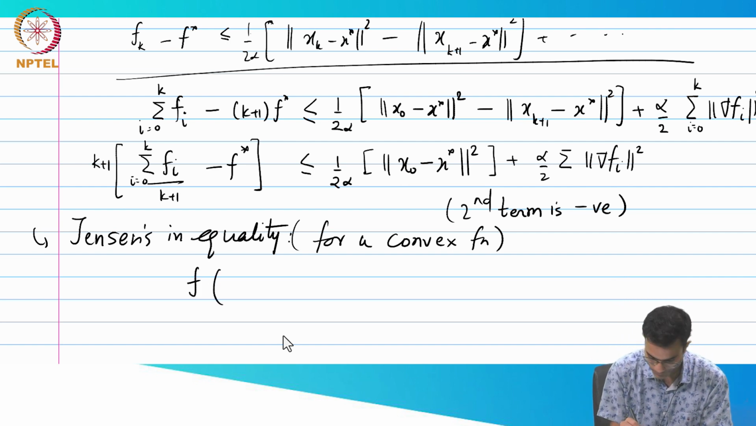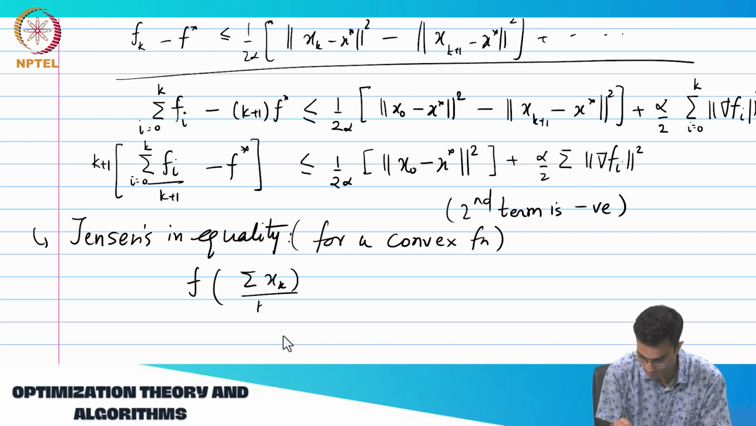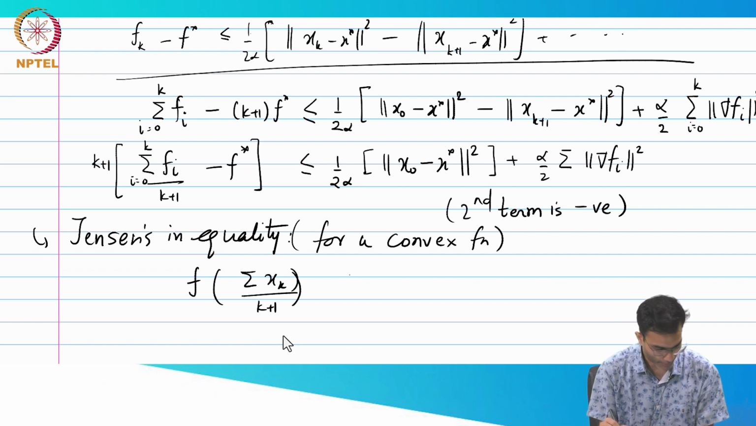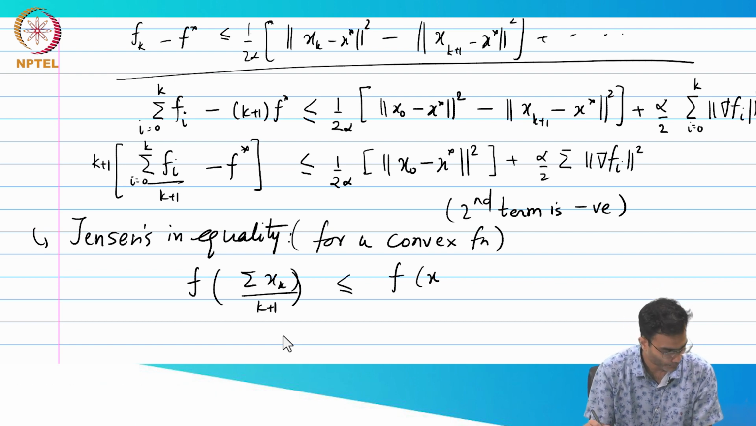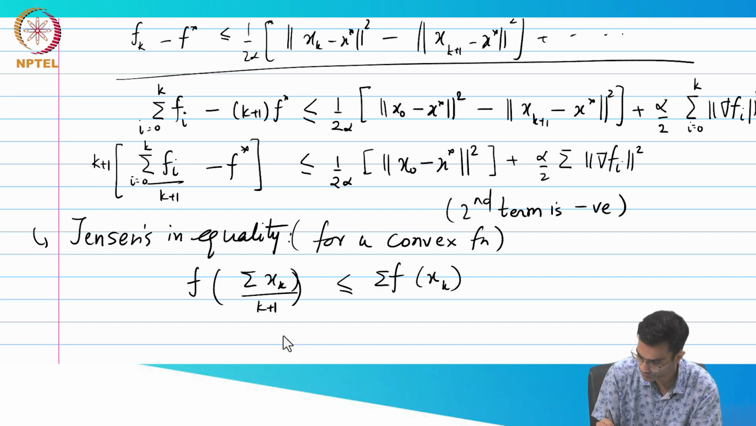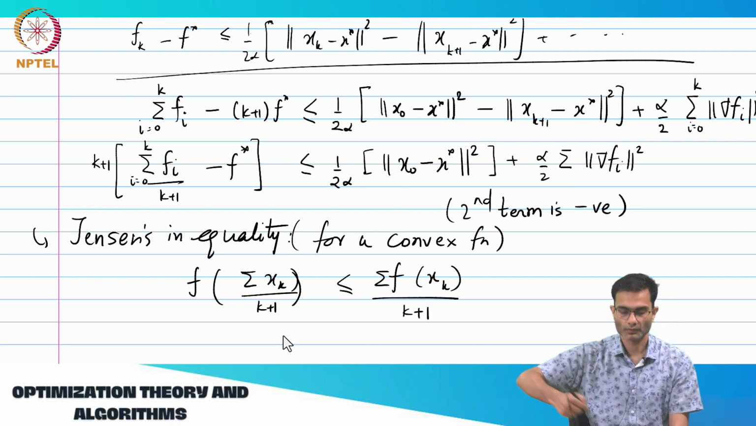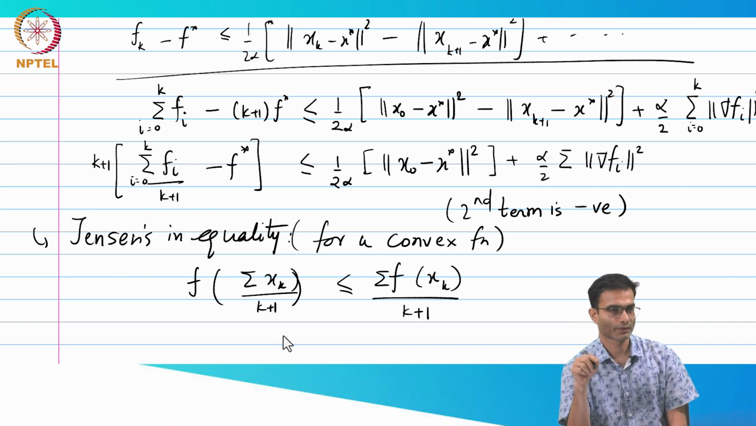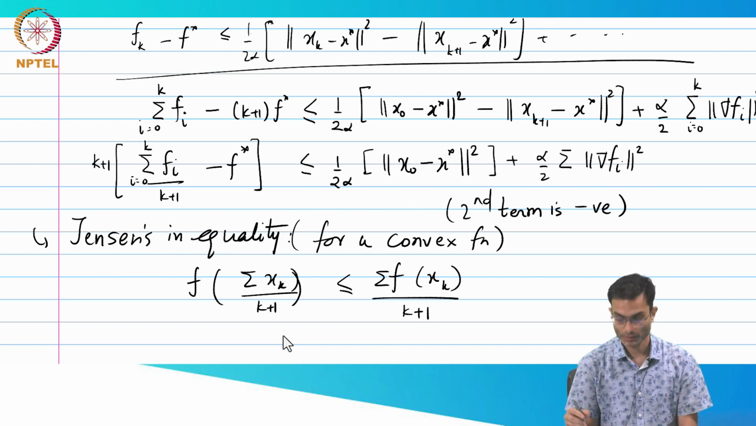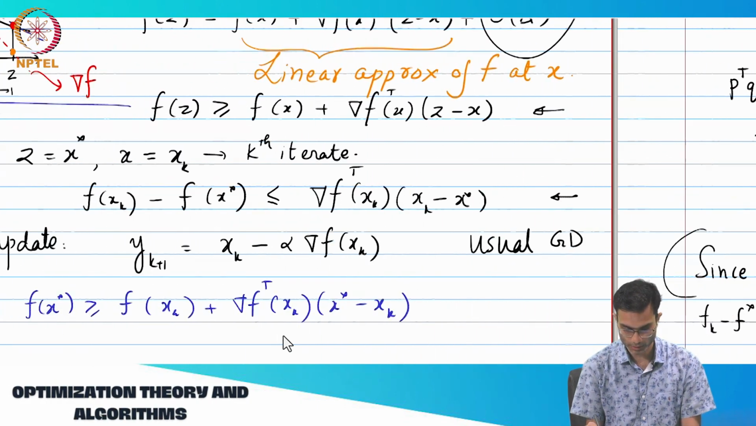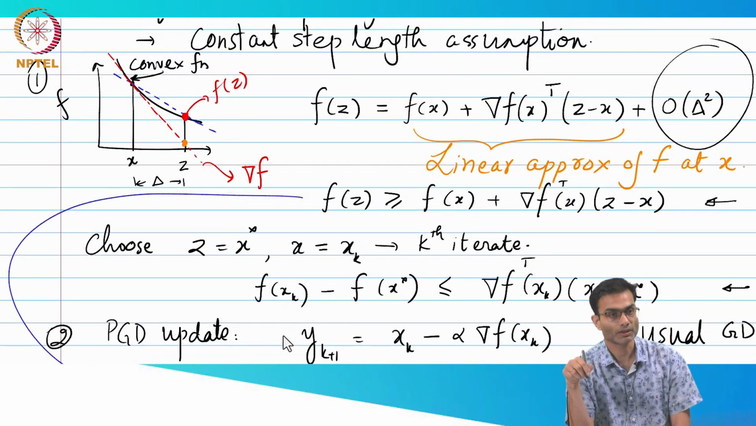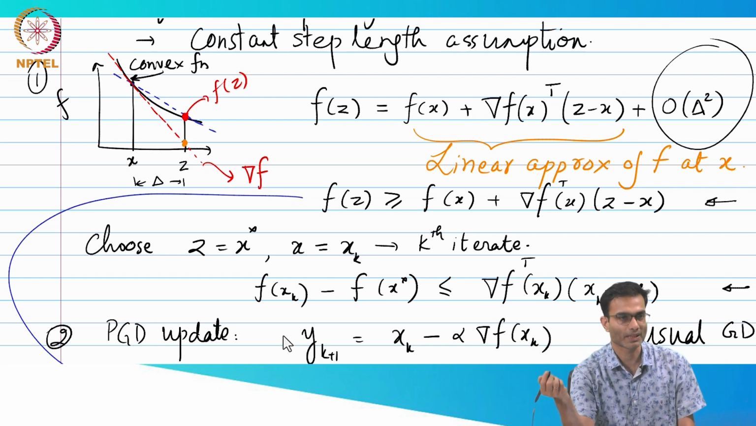Okay. This actually you can appreciate from the figure. I'll write the inequality and then you can get it. In words, what is this saying? Function of the average point is below the average of the function values. So when we drew this figure over here, yeah, this is assuming f is convex. I mean, it's the same as convexity.